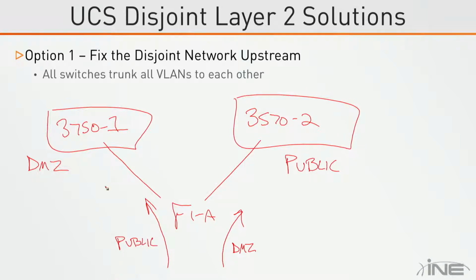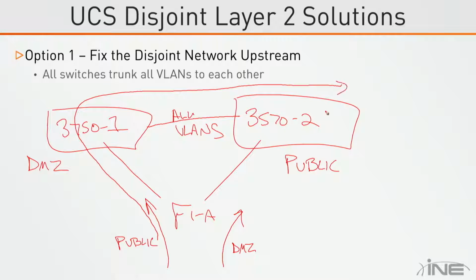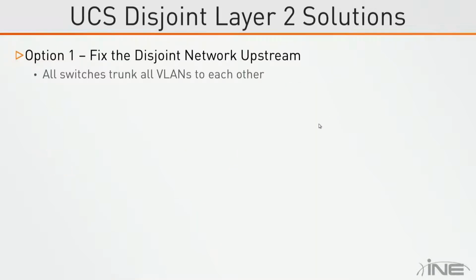But a simple solution for this would be to put a trunk link between the switches and then trunk all VLANs. So even if the public traffic were to go to the left, we would still have an Ethernet or a layer 2 path to go to the right. This just means that you don't have disjoint layer 2. Okay, that's by far the simplest design. But for whatever reason, you may not be able to do that based on your individual environment.